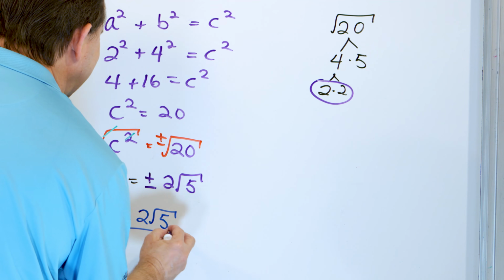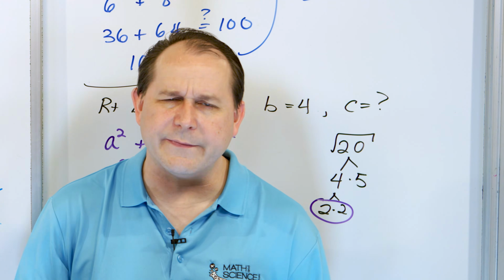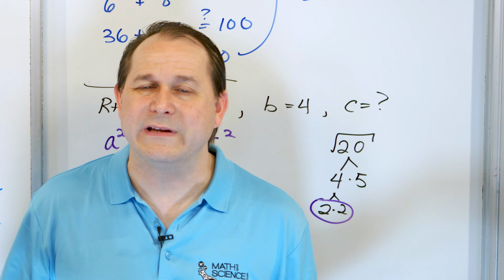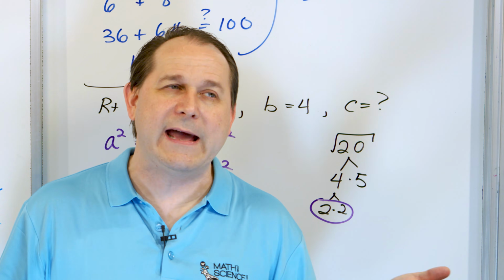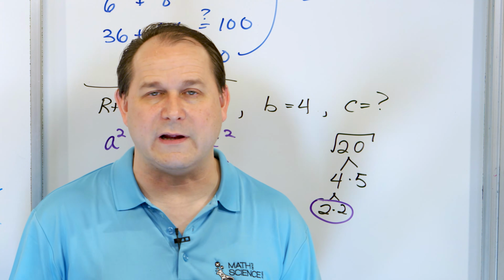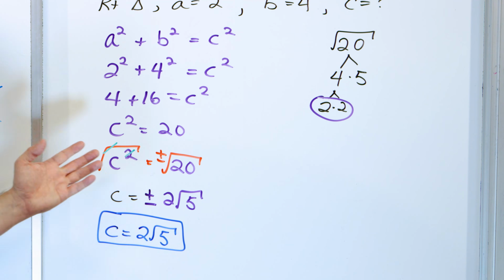Now, this is the exact answer because all of these radicals, like the square root of 5, are irrational, which means the decimals go on and on forever. They never really end. You can't really round them. Well, you can, but you're going to lose accuracy. All of these radicals are irrational like that. So this is actually the exact answer, 2 times whatever the square root of 5 turns out to be.